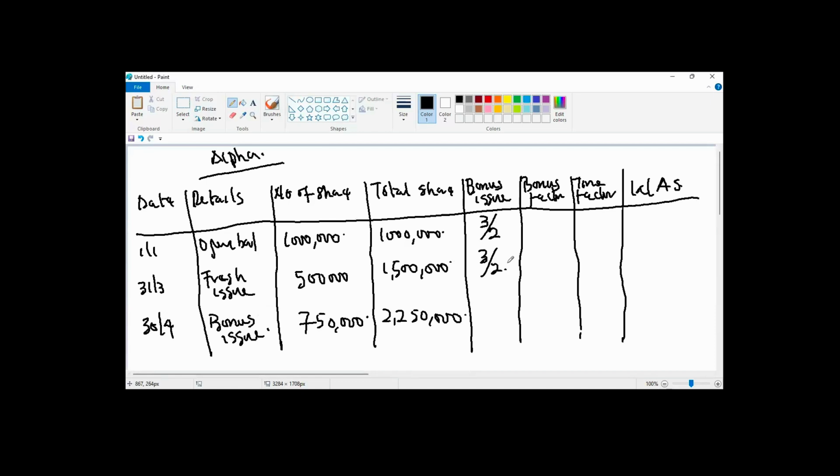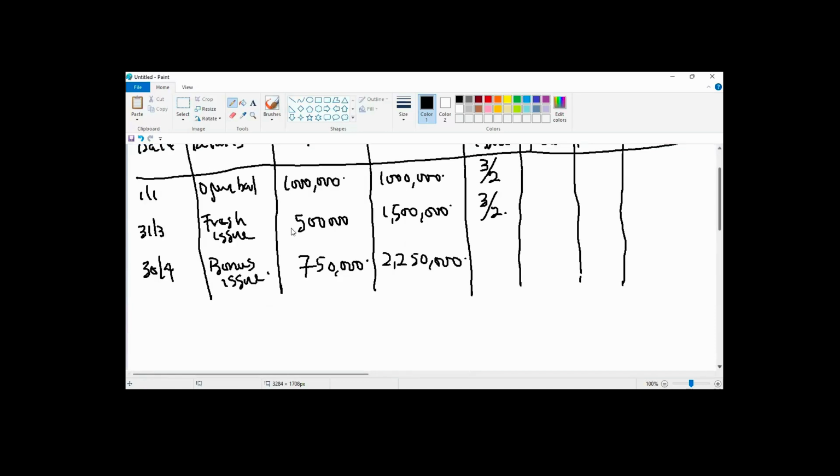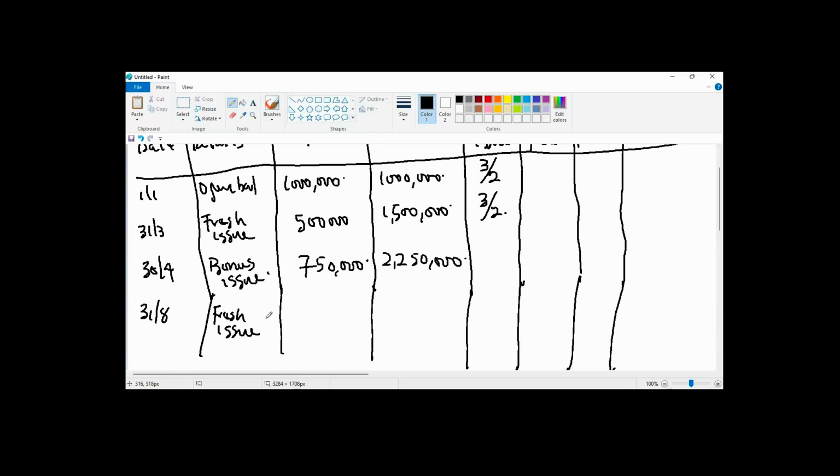So far. 31st of August, what happened again? 1 million shares issued at the full market price, fresh issue. 1 million plus this will give me 3,250.